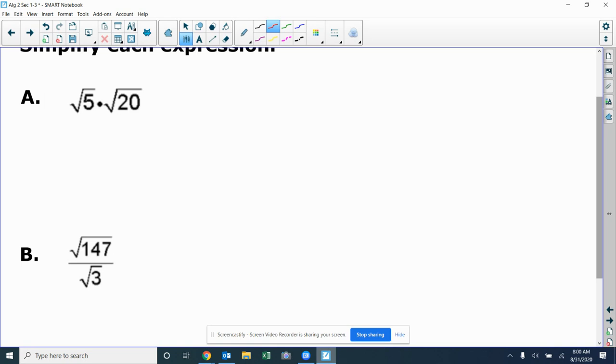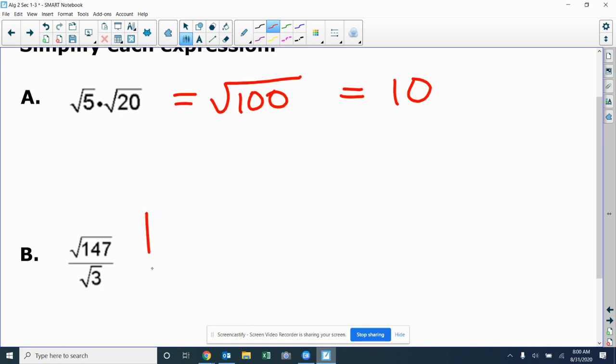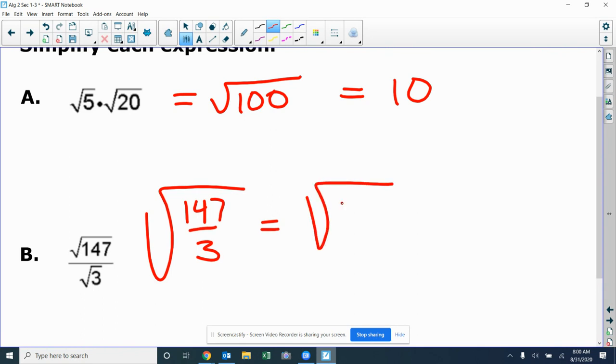Okay, 5 times 20, of course, is 100. So we're down to the square root of 100 here, which is awesome. We know it means 10, don't we? We could rewrite this guy as 147 over 3. If we do that math underneath there, we're going to end up with the square root of 49, which is pretty cool also. 7. How are we feeling? Okay?